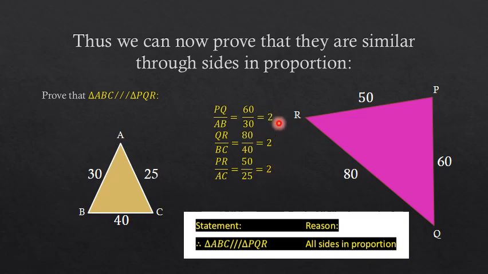And once you get the same number, that means that those two triangles are similar because of all sides in proportion. So you're going to do your write-up, work it out, and see all the numbers give the same answers. So your statement is that triangle ABC is similar to triangle PQR. Please keep your order the same as what they've given you. And your reason there is all sides in proportion.